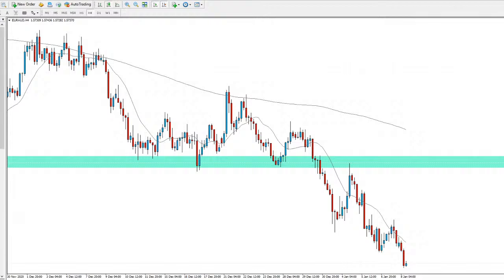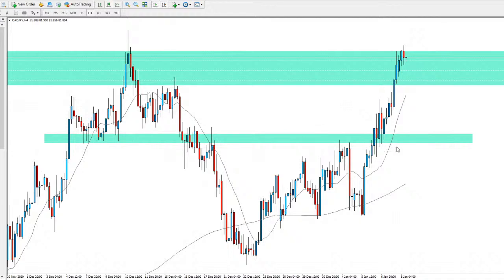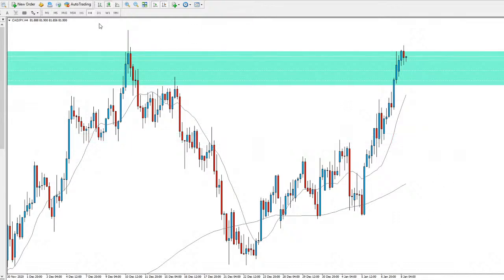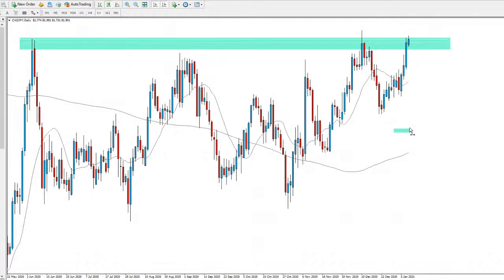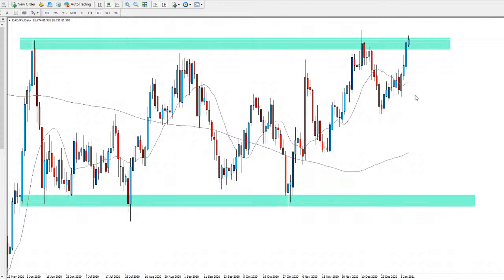Next, we're going to take a look at CAD JPY. Now, CAD JPY, we saw a big push to the upside. We broke through this recent swing high level. As you can see, acting as support, then resistance. We saw a big push to the downside, and price found support and just shot right back to the upside. So we're looking quite bullish now for CAD JPY. We still do have this range here, but it looks like we could be seeing a breakout to the upside with this new price action for CAD JPY.